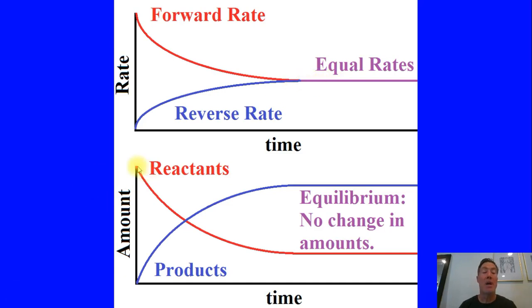If we look at the amount, at the beginning, we're going to have a lot of reactant. At the beginning, no product, right? And reactants are going to decline as the reaction proceeds. Products are going to increase as the reaction proceeds. But at some point, neither will change. At some point, the products will level off and remain the same. The reactants will level off and remain the same. And at that point, we've reached equilibrium.